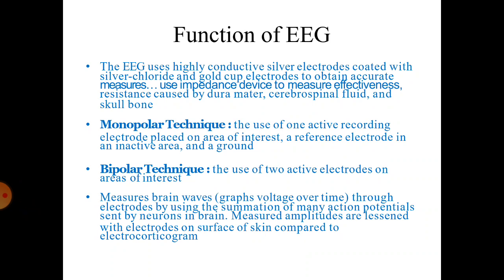Last class we discussed the function of ECG. This class we are going to discuss the function of EEG. The EEG uses highly conductive gold cup electrodes, or silver coated with silver chloride, to obtain accurate measures. It has two techniques, monopolar technique and bipolar technique.